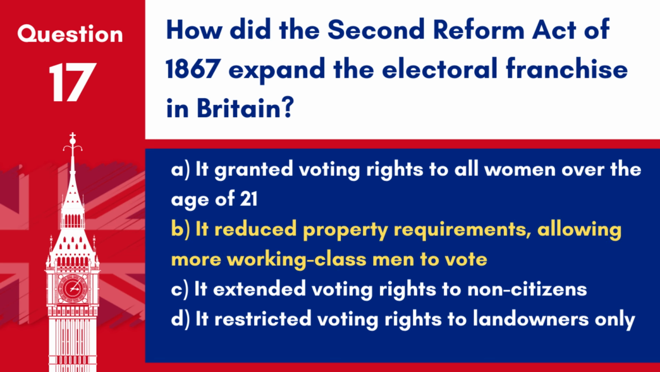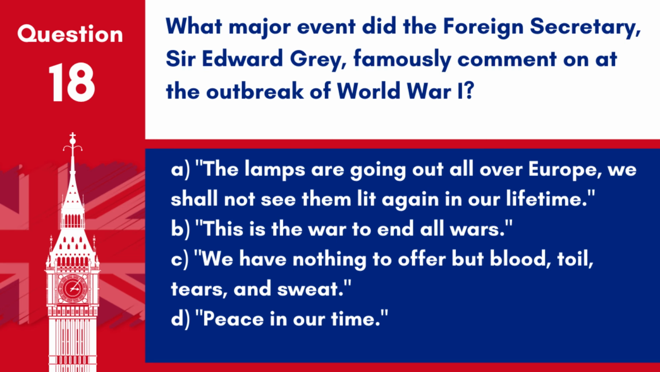Answer: B. It reduced property requirements, allowing more working-class men to vote. The Second Reform Act of 1867 expanded the electoral franchise by reducing property requirements, significantly increasing the number of working-class men eligible to vote.